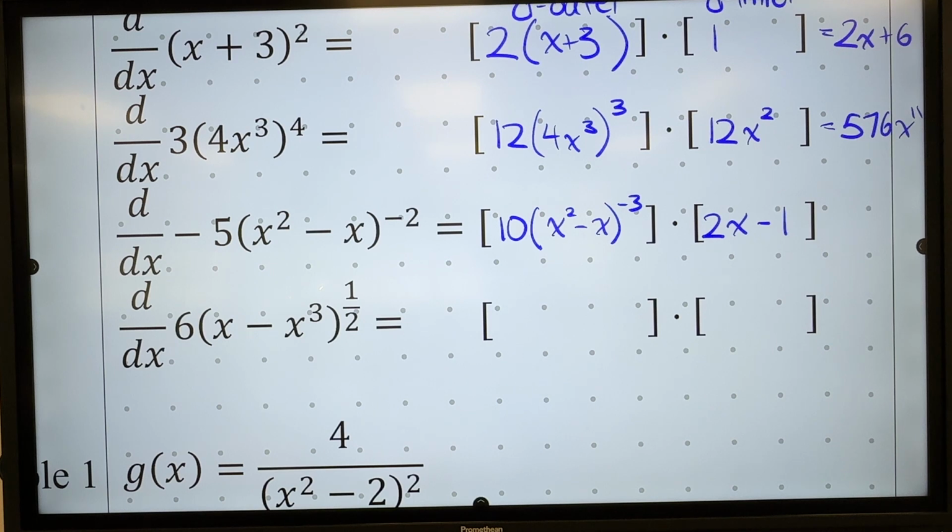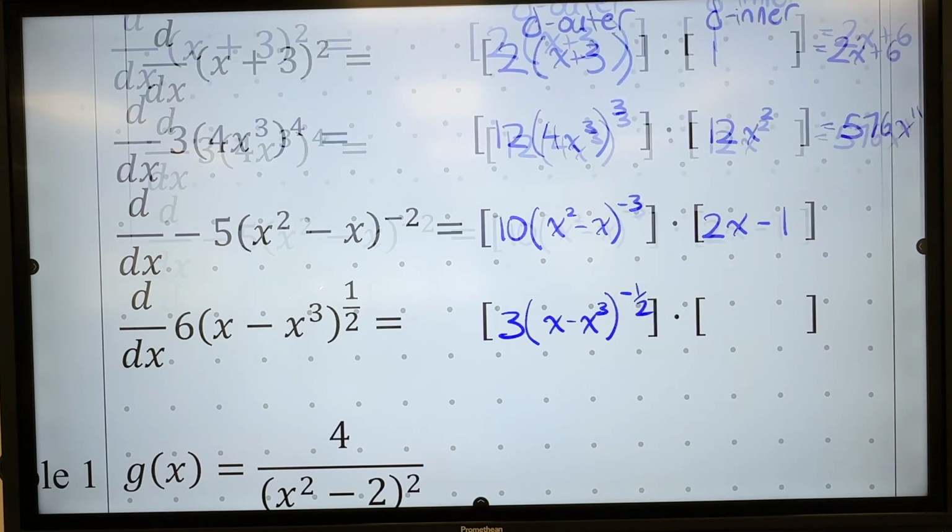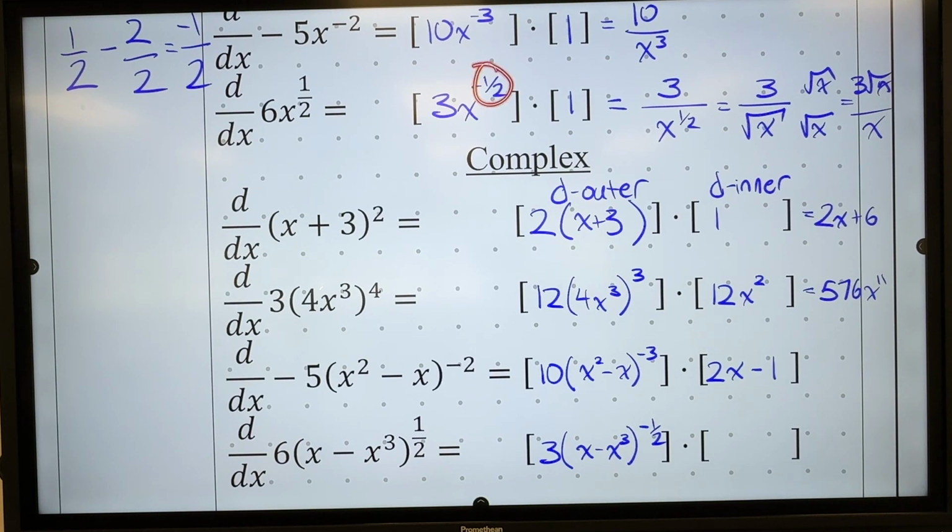Alden, you're up. 3. Good. How'd you get 3? 1/2 times 6. 1/2 times 6 is 3. Perfect. And then parentheses and then x minus x to the 3rd. Good. And then negative 1/2. Again, these powers are the same as last time. So last time we had Giorgio do negative 1/2, so this one is also negative 1/2 down here. You guys can see the connection.